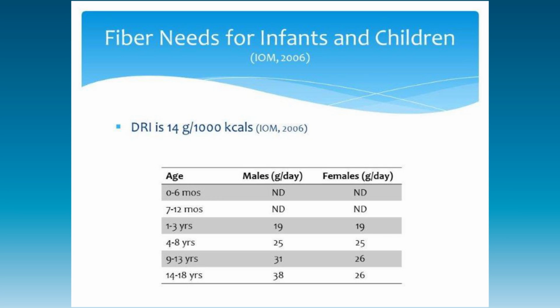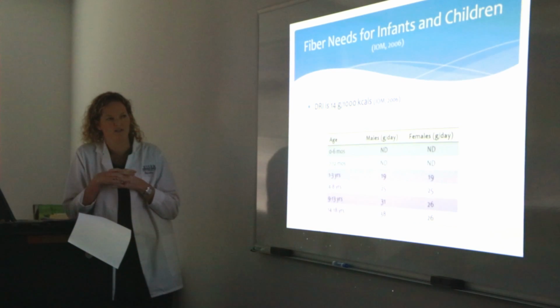Okay, fiber, the DRI for fiber for infants and children is 14 grams per every 1,000 calories that they need. So you'd calculate their calorie needs, and then you'd be able to determine for every 1,000 calories that they need about 14 grams of fiber. Then there's also a table there that pretty much corresponds to that calculation. So those are the DRIs for fiber for the different ages.